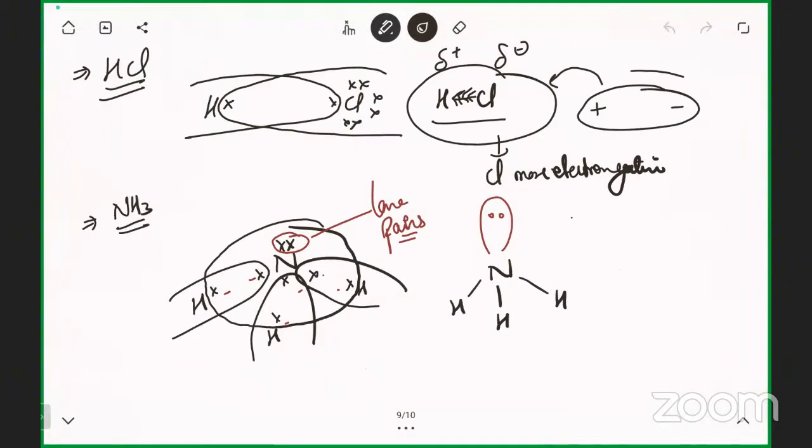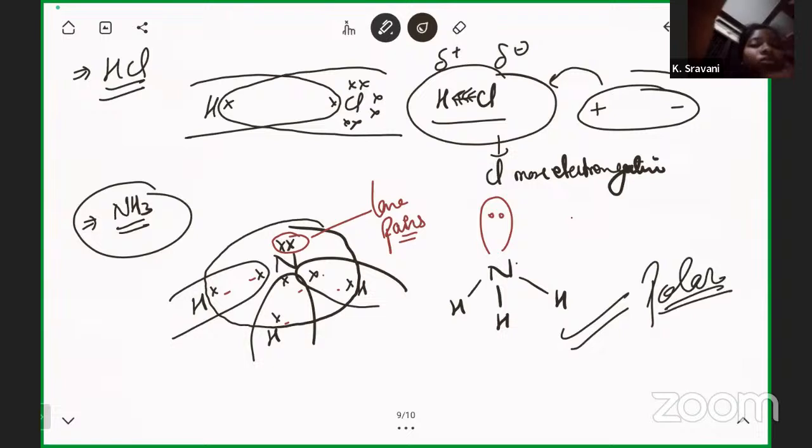Okay. So is this ammonia molecule polar or non-polar? See, there is a difference in electronegativity between nitrogen and hydrogen. That's why this is again a polar covalent compound. Sir, can you say how to identify polar or non-polar? See, identification of polar and non-polar is totally dependent upon the electronegativity difference.